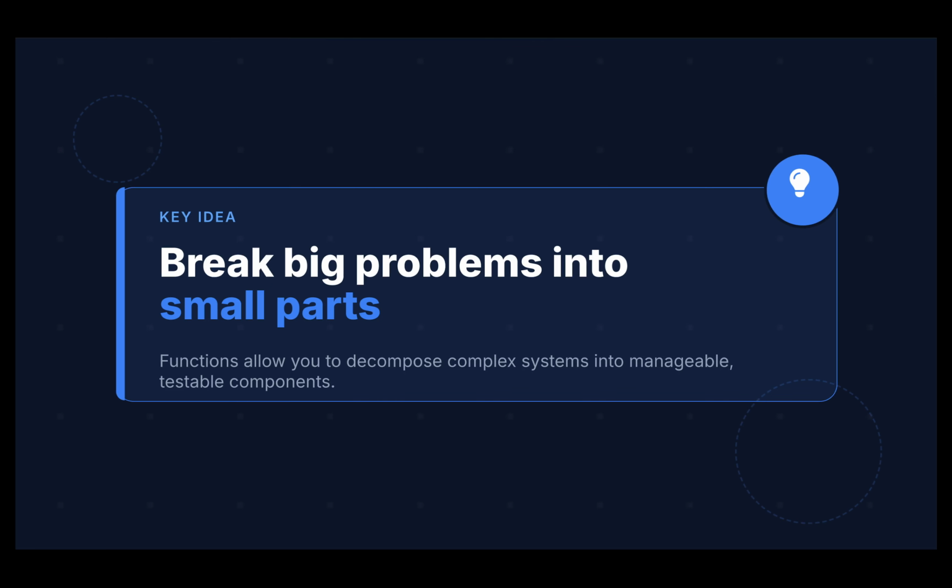This is the central design principle of this section. Functions allow us to decompose a large problem into smaller, manageable components. Instead of thinking about the whole system at once, we split it into tasks, solve each task in a function, and then connect them. This approach makes complex programs much easier to understand and build.